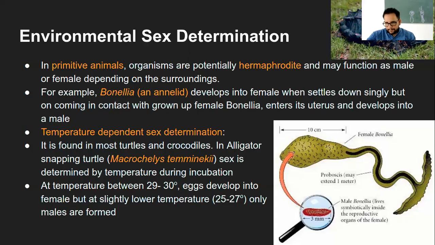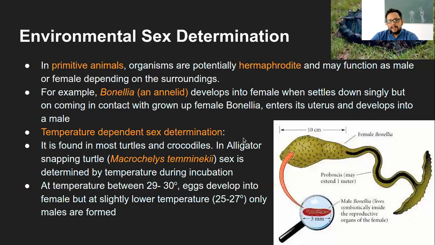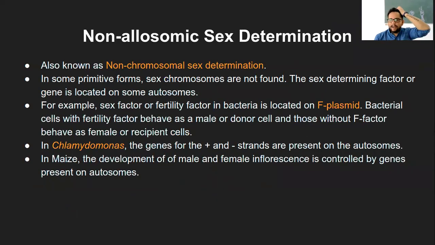Okay, I guess we will move forward. So that is the environmental sex determination. That was the first type of sex determination. Now, second one, that is non-allosomic sex determination, or it is also called non-chromosomal sex determination.